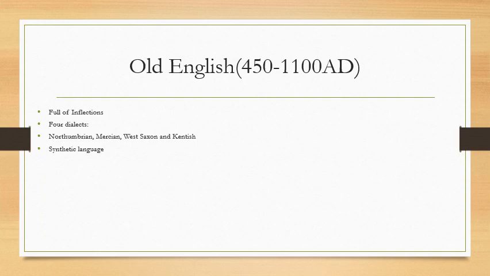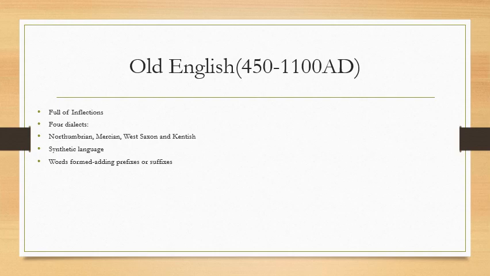Now, moving on to the next feature of Old English. Old English was a synthetic language. In fact, it is a synthetic language. So let me tell you, I'll tell you later what a synthetic language means in my next slide. So as of now, you just consider that Old English is a synthetic language. All right. Now moving on to the next feature, which is Old English vocabulary.